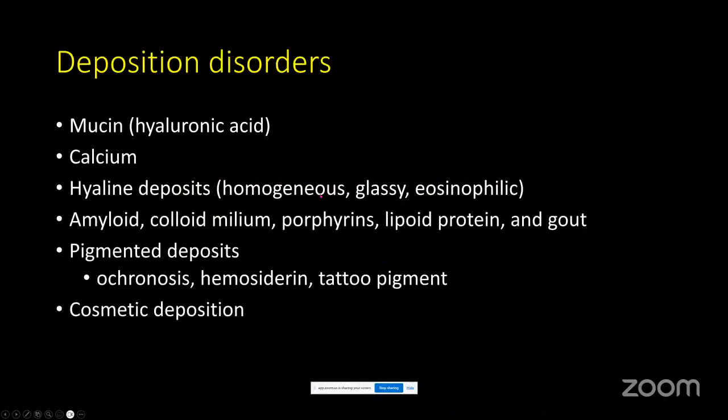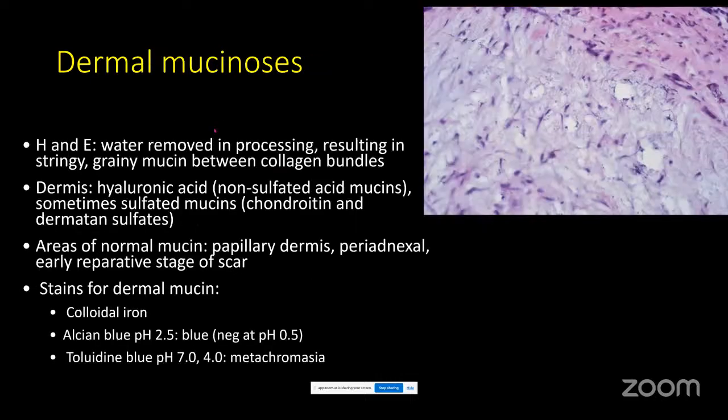So I figured I'd start with the deposition disorders, in particular the mucinoses, which are pretty common in our daily practice. The mucin basically is removed in processing, and then what's left is this stringy, grainy material that's bluish in between the collagen bundles, or as a pool of mucin within the dermis. In the dermis, it's the hyaluronic acid or the non-sulfated acid mucins. Sometimes you can have chondroitin and dermatan sulfates.